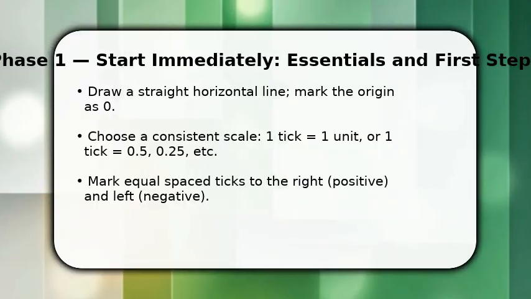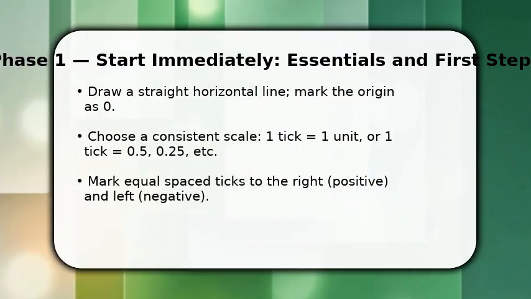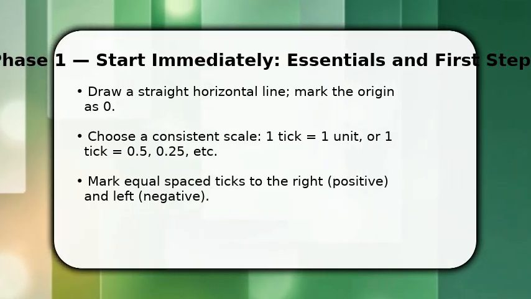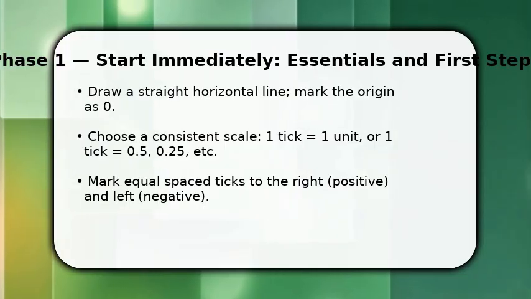You start by drawing a straight horizontal line and marking the origin as 0. This anchors every number. Next, choose a clear scale. For example, 1 tick equals 1 unit or 1 tick equals 0.5, and commit to it.